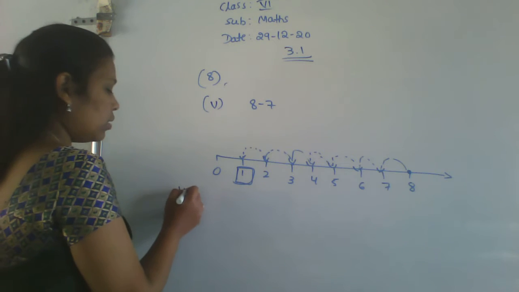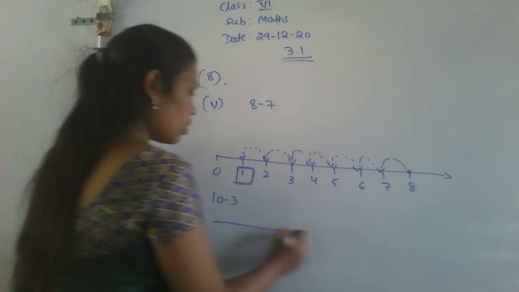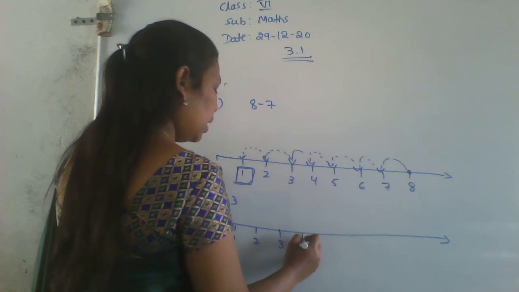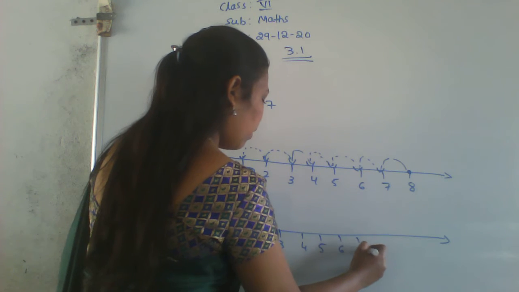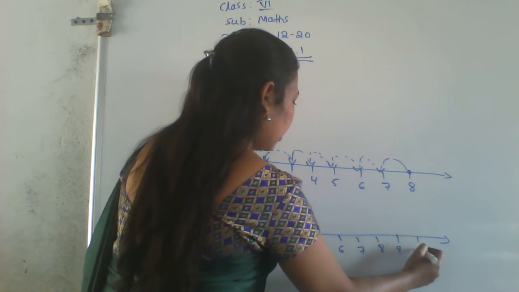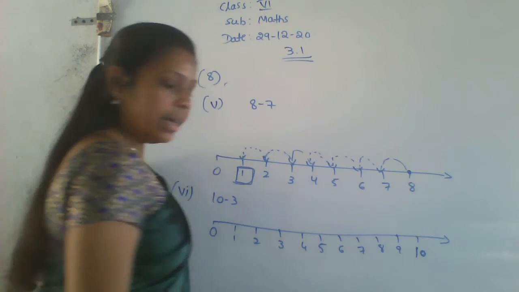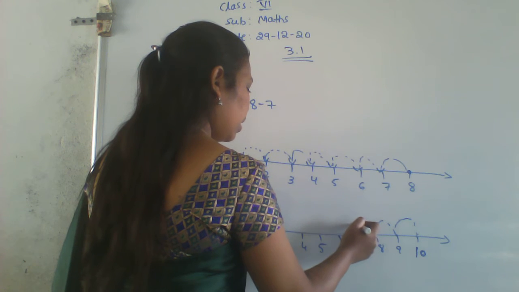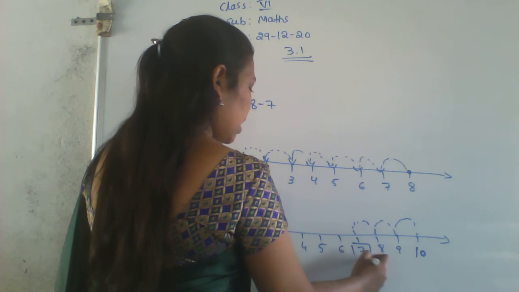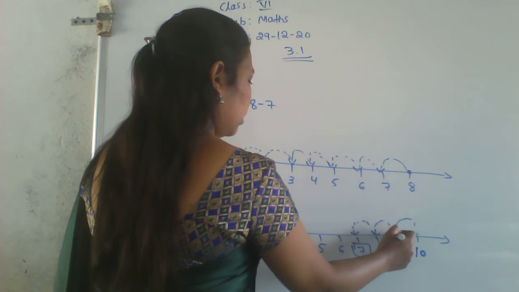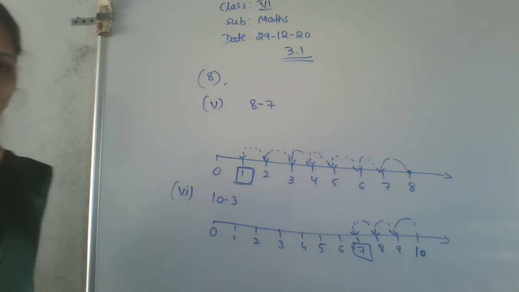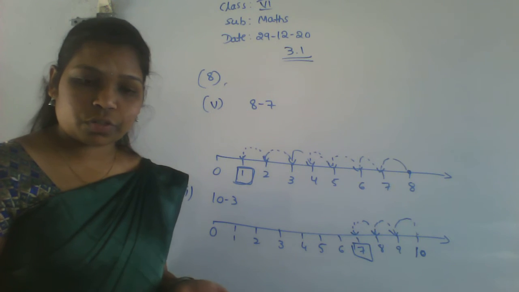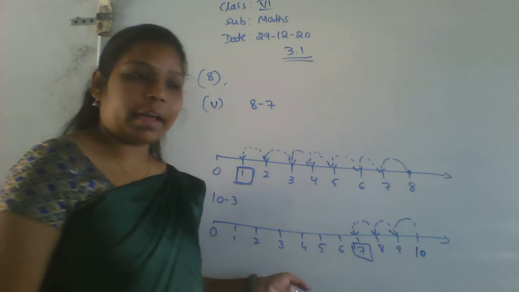So the next, the sixth one, is 10 minus 3. 1, 2, 3, 4, 5, 6, 7, 8, 9, 10. Start from the 10 here. You have to minus 3. This is 1, 2, and here 3. Right? So what is the answer? 10 minus 3 is 7. Right? Like this we have to represent the given addition of numbers or subtraction of numbers on the number line. Okay.